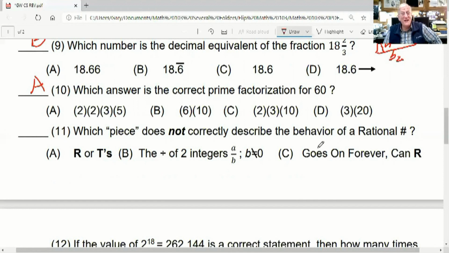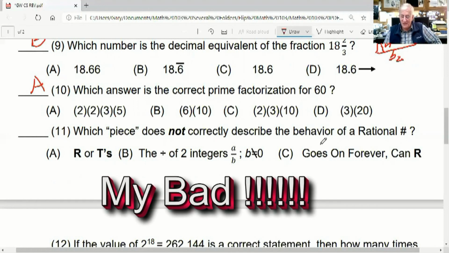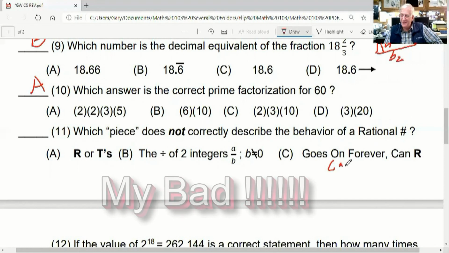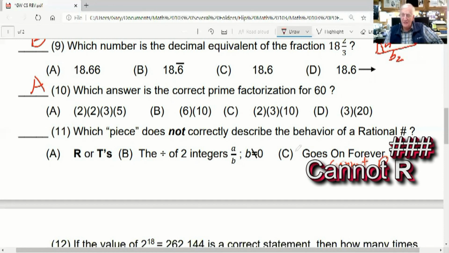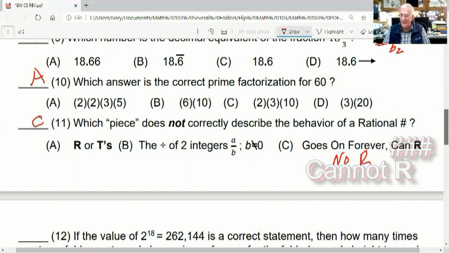I think I made a mistake here. C is supposed to say goes on forever, cannot repeat, right? It cannot repeat. Now, if I say that, that is not correctly describing the behavior of a rational number. The correct choice here would be C. Kind of screwed that up, didn't I? Oh well, what you gonna do? All right, let's go on.